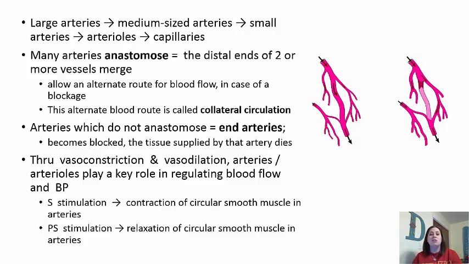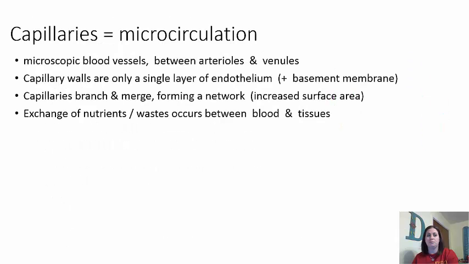Now, this is going to be controlled a lot of times by the nervous system. So you have what we call the sympathetic nervous system or sympathetic stimulation. That's going to cause contraction of the circular smooth muscle in the arteries and cause vasoconstriction. On the other hand, the parasympathetic stimulation is going to cause relaxation of the circular smooth muscles and cause vasodilation.